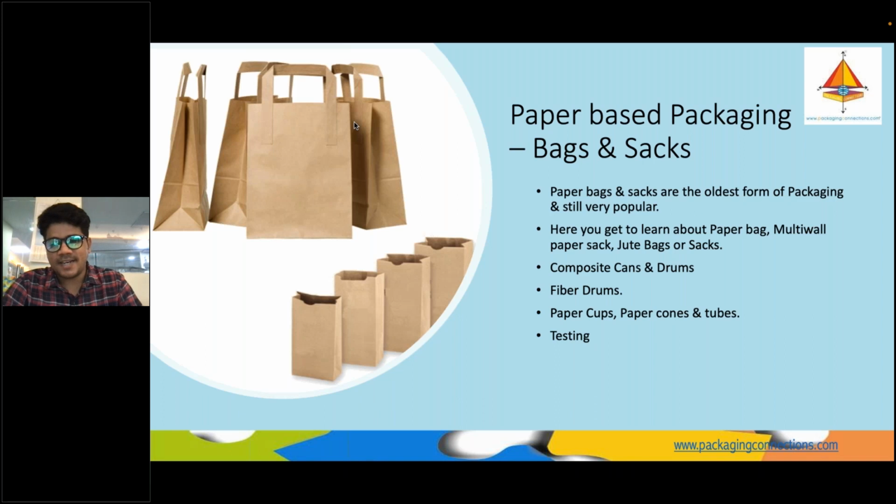So in this chapter, you will learn about the manufacturing and the troubles that come in the manufacturing of paper bags, multiwall paper sacks, and jute bags and sacks, and how to troubleshoot their problems. Not just for paper bags and sacks, but also for composite cans and drums, fiber drums, paper cups, paper cones, and tubes, and the testing of them as well.